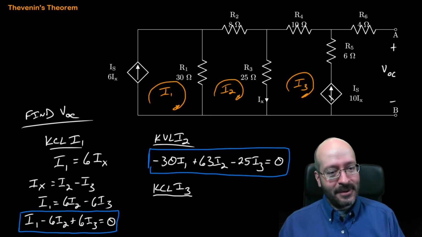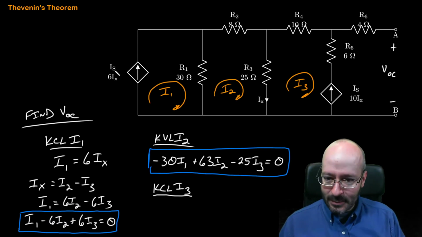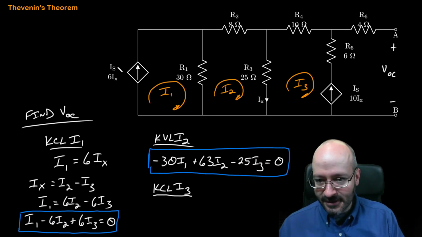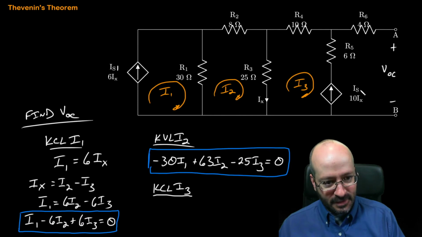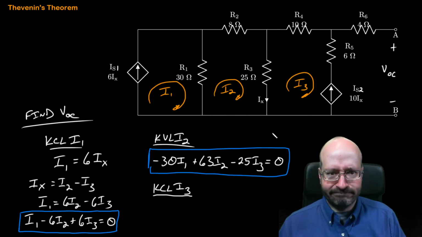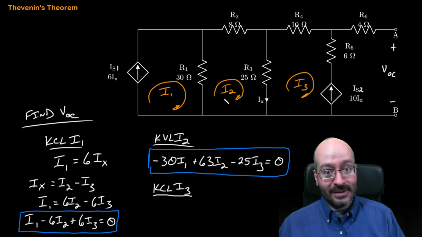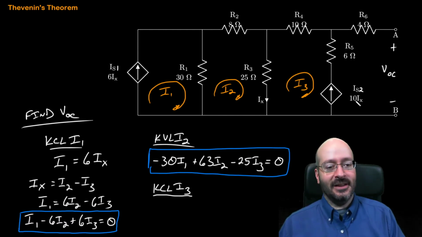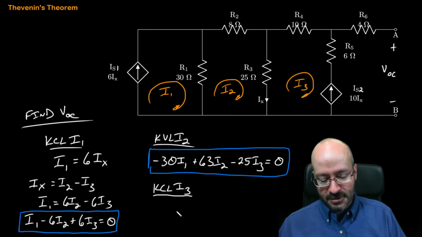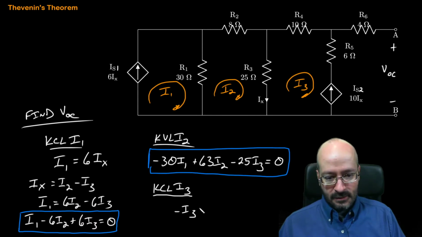Does I1 touch this current supply? No. Does I2? Oh, they're both labeled IS. That's junk. Who wrote this thing? I did. Sorry. I don't think it matters much. Does I1 touch IS2? No, it doesn't. Does I2 touch IS2? No, it doesn't. Does I3 touch IS2? Yes, it does, but it goes in the opposite direction.